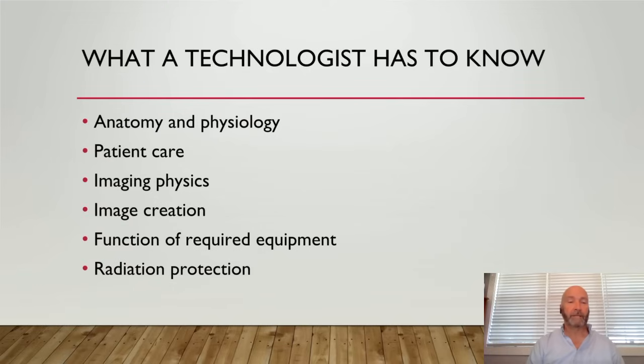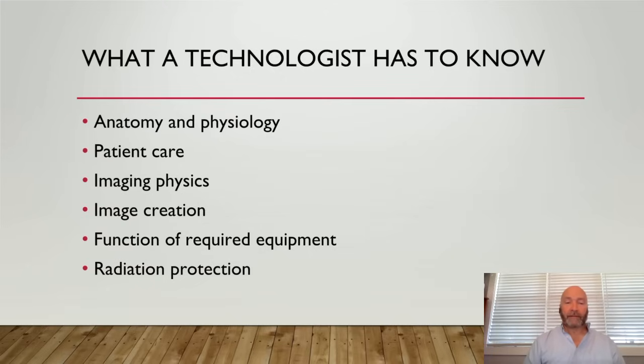So we have imaging physics, image creation, and radiation protection. What we use, we have to have a working knowledge of the equipment, so the function of the required equipment, so that we can manipulate the x-ray beam to be in the proper energy range with the type of x-rays that we create, the number of x-rays that we create. So I kind of stumbled through that, but what I mean is we have to adjust the machinery to create an x-ray beam whose energy level we understand, so that we know how it's going to interact inside of the patient, so that we know what the x-ray beam going through the patient, out the backside of the patient, and interacting with the image receptor is going to look like.